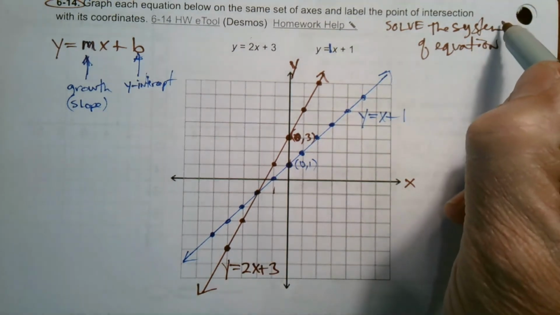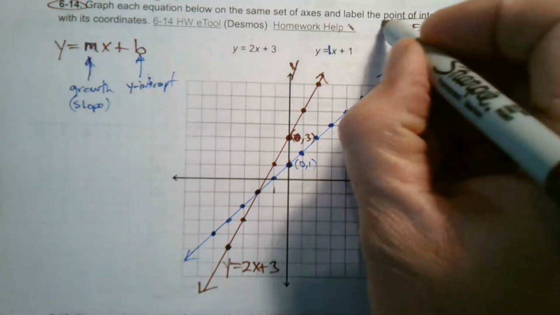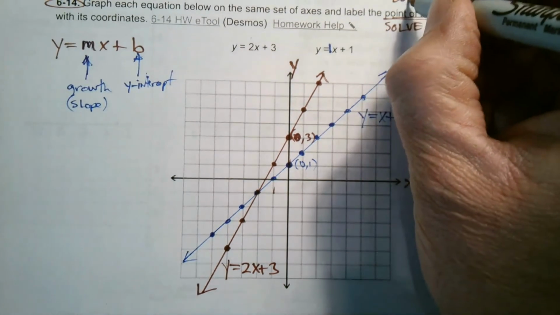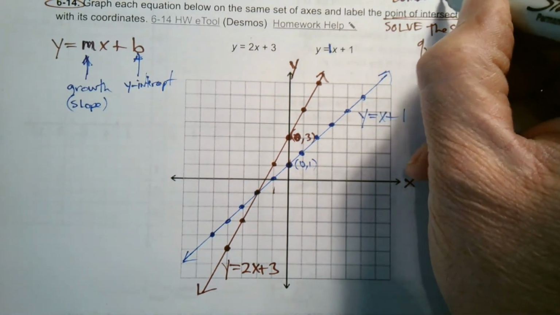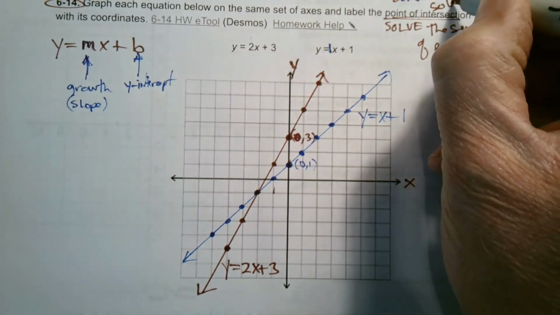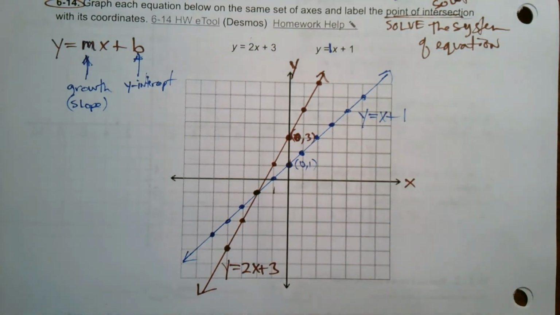So if I wanted to find the common solution, that would be the point of intersection. The common solution. I'm going to write it down so you can hear me and see it. Common solution is the point of intersection, right there where those two lines intersect.